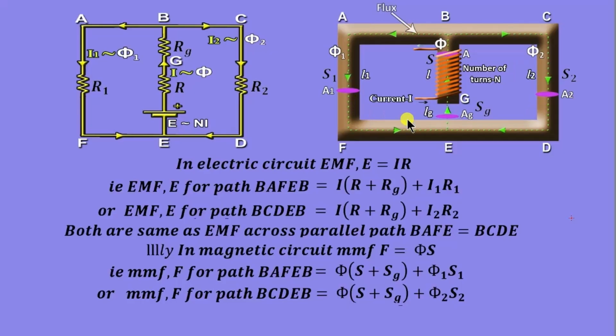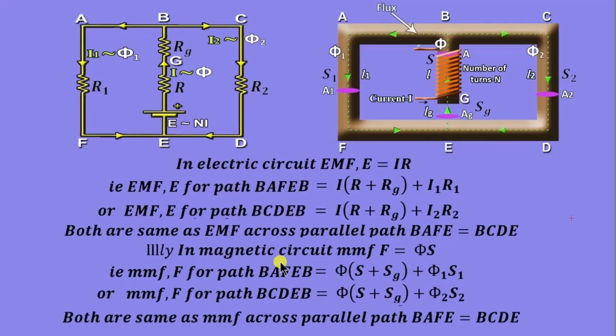As this MMF and this MMF are same, we can take either this one or this one. Both are same, as MMF across parallel path BAFE is equal to BCDE. Now, we will try to solve some problems on parallel magnetic circuits.